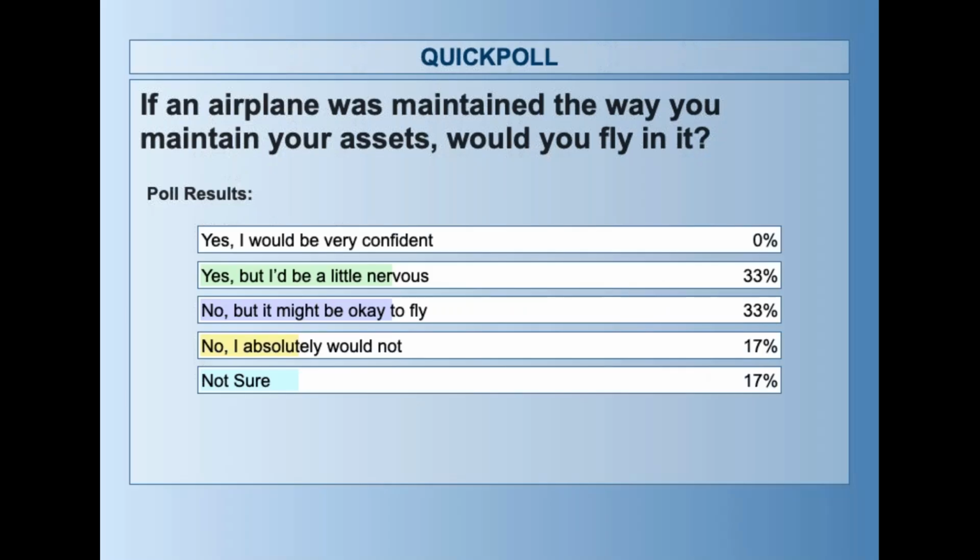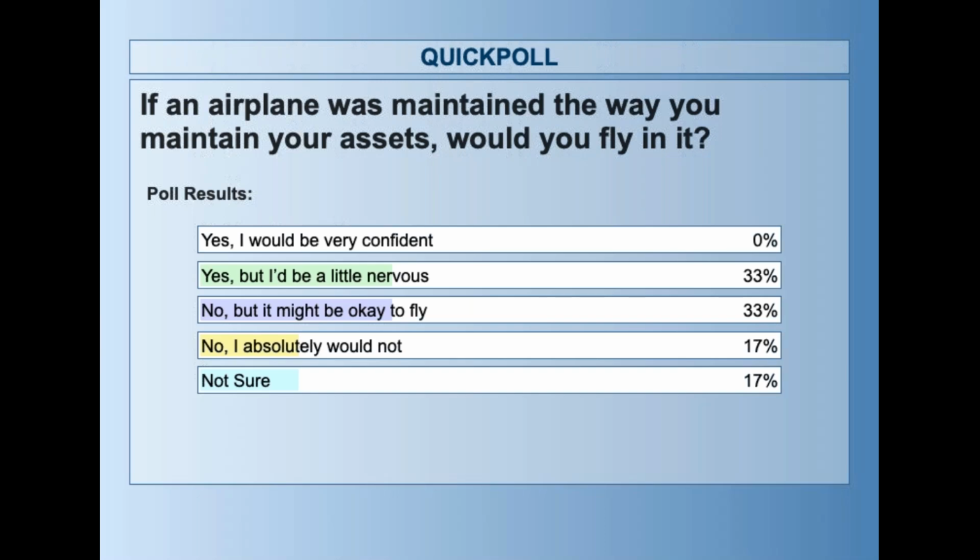Okay, so we don't have anybody that would be very confident, and that's pretty typical. We have a split between you'd be a little nervous and it might be okay, and then we have some that absolutely would not. And again, these answers are very typical of what I find when I go out there.